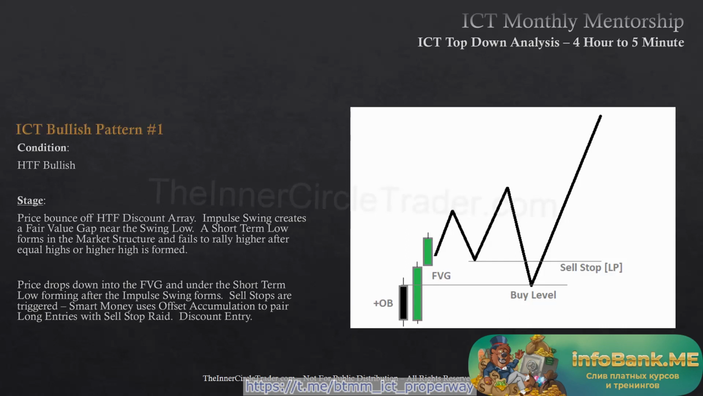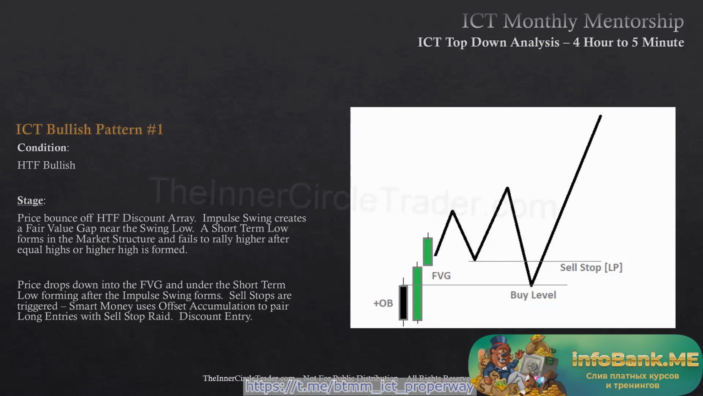You have 4 confluences. If you have that with higher time frame bullishness, you have a lead pipe cinch doozy. If it's going to go up, it's going to go up really strong on this, because you have 4 things going for you. It's not a guarantee. It's not guaranteed to go up.